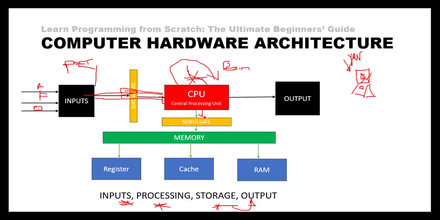Then the north gate connects the central processing unit to memory elements. This is where memory is. You have the registers, you have cache memory, and also you have random access memory. So the north gate links the CPU to memory elements, and the south gate links the CPU to input. This is where input is going to be coming from. Processing is going to be done by the central processing unit, and then storage will be done by the memory elements.